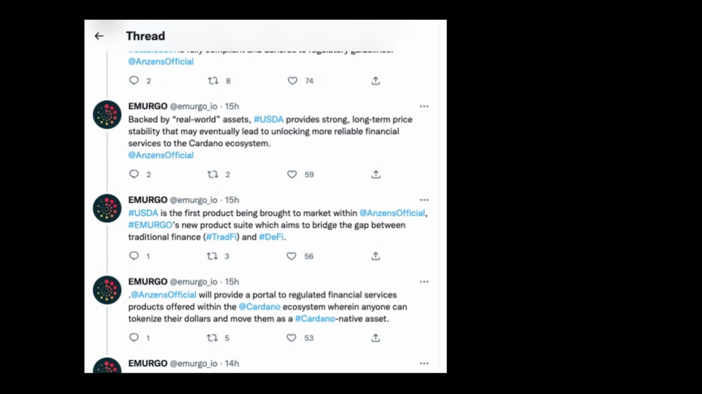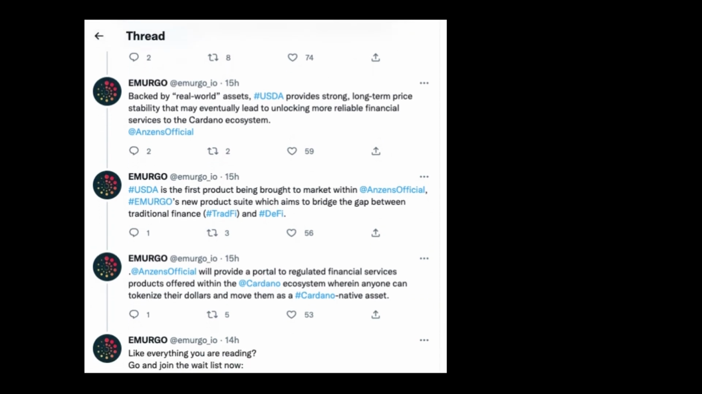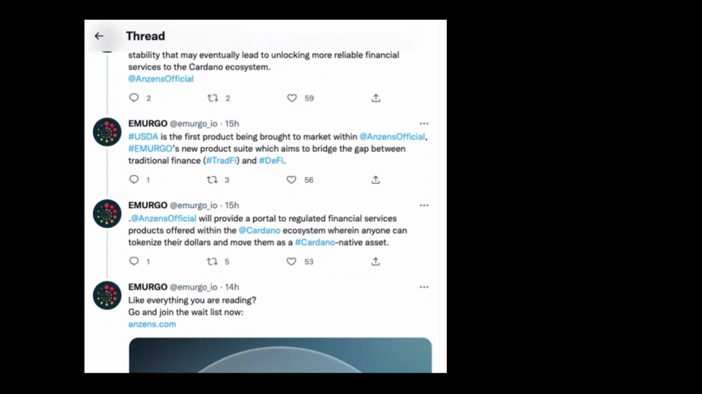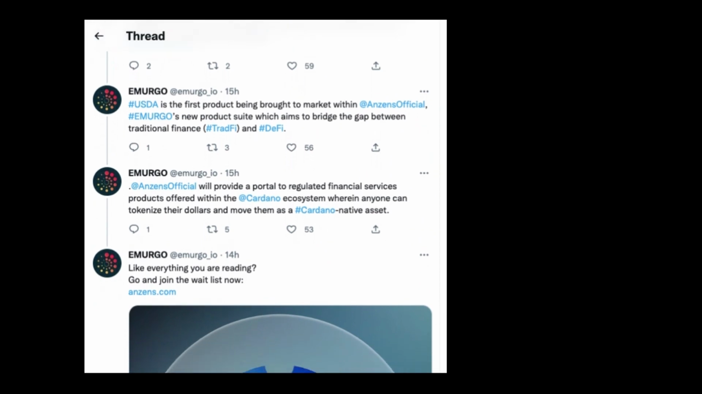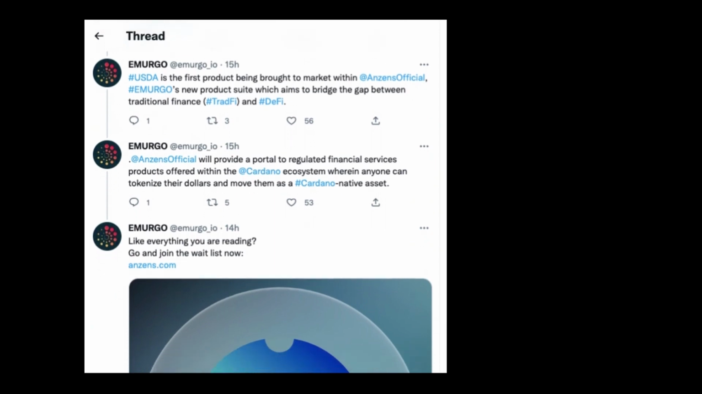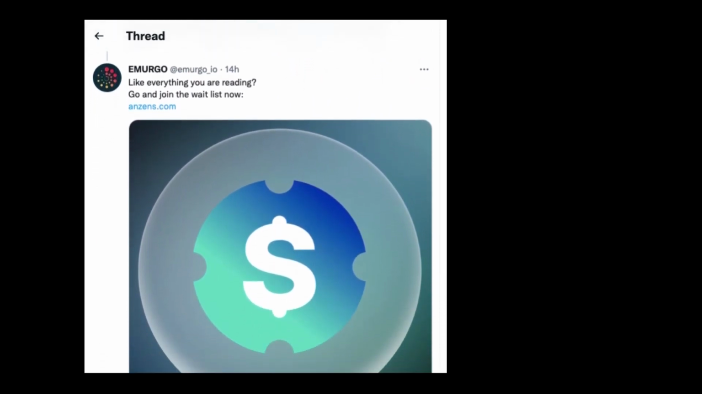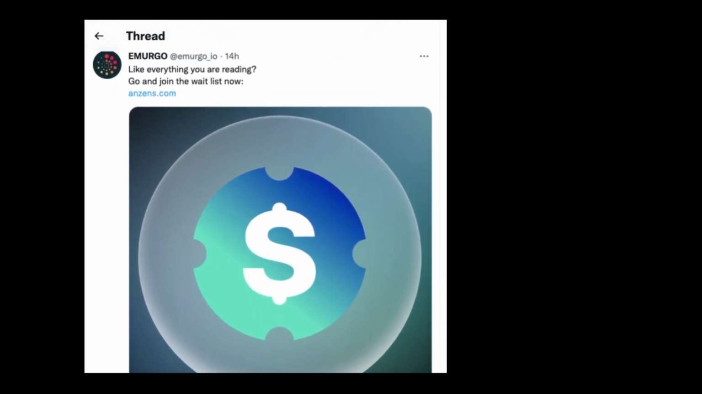USDA is the first product being brought to market within Anzens, Emurgo's new product suite, which aims to bridge the gap between traditional finance, TradFi, and DeFi. Anzens will provide a portal to regulated financial services products offered within the Cardano ecosystem, wherein anyone can tokenize their dollars and move them as a Cardano native asset.